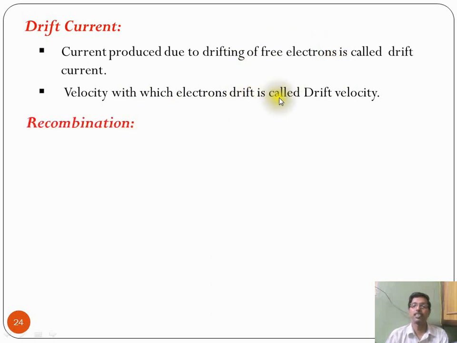How fast? That is the speed. Velocity here means speed. What is the speed at which the electrons are moved from one place to another place? That is called a drift velocity.